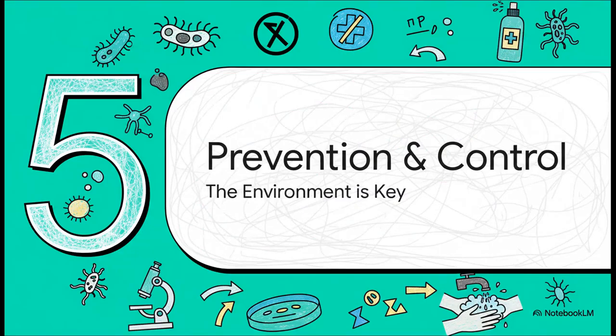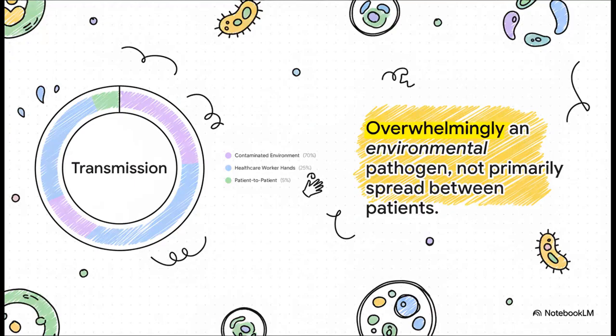You know, given how hard it is to treat this bug, stopping the infection from ever happening is obviously the best strategy. So let's pivot and talk about the all-important topic of infection prevention and control. And this chart just says it all, doesn't it? It screams one thing loud and clear. Stenotrophomonas maltophilia is an environmental pathogen. The vast majority of transmissions come from the hospital environment. We're talking sinks, faucets, respiratory equipment. This isn't primarily spreading from patient to patient.